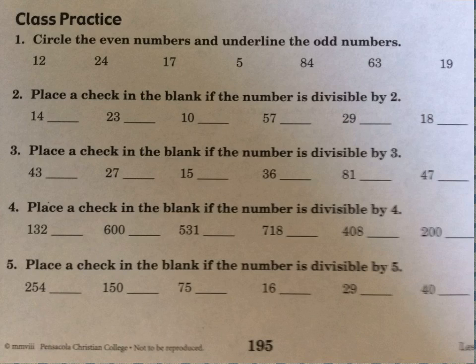How about the next one? It's 27. So we take the 2 and the 7, add them together. 2 plus 7 is 9. Does 3 go in the 9 evenly? Yes, it does. So that tells us 27 is divisible by 3. And we don't have to say how many times, we just put a check there.